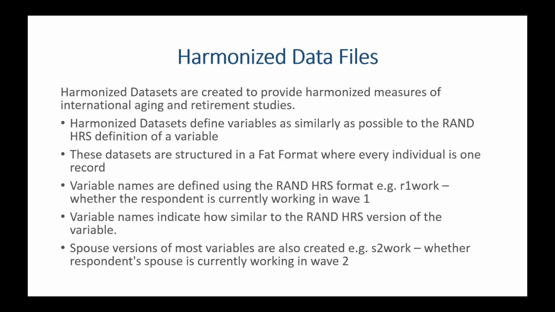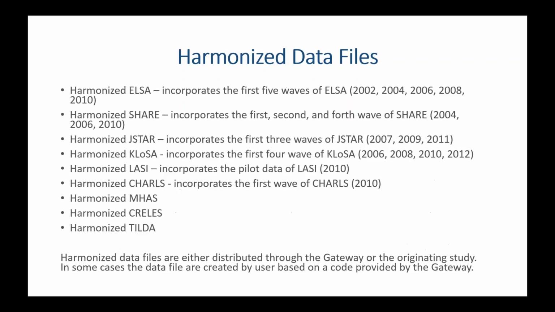And then we also include spouse versions. So if you want to look at a family effect, all of the values for the spouse are right there in the same record as the respondent. And those use a variable name like S2WORK, so whether the respondent's spouse is currently working in wave 2.